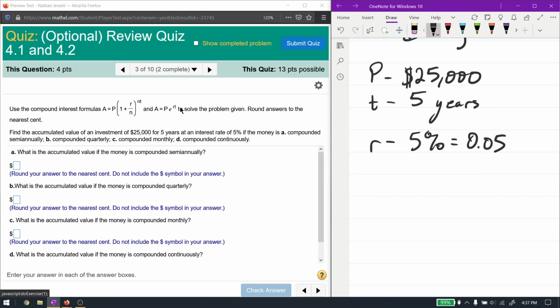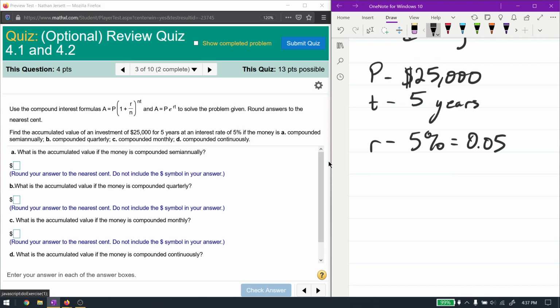And then N, which you can see here, we have N for this first part. N is not involved here because it is continuously compounding. N is how often it is compounded per year, per unit of T, so per year. Like I said, the second function doesn't have it because it's continuously compounding. And we have different values.